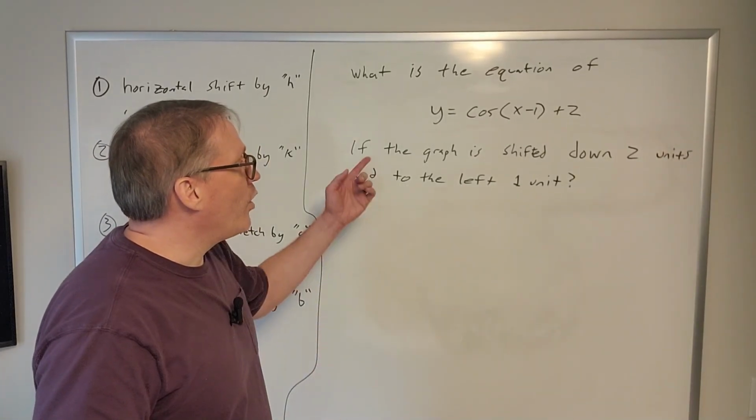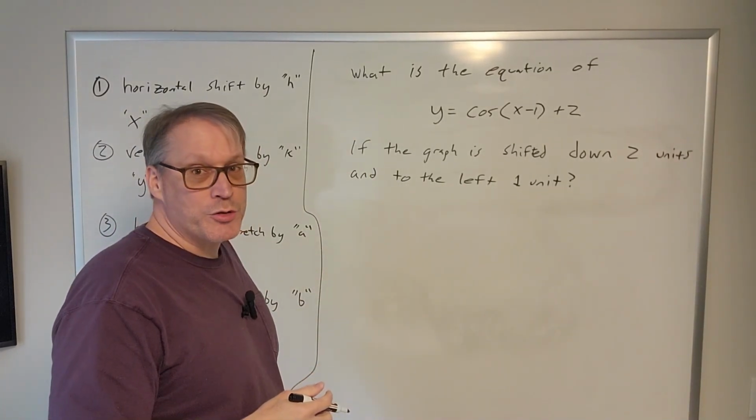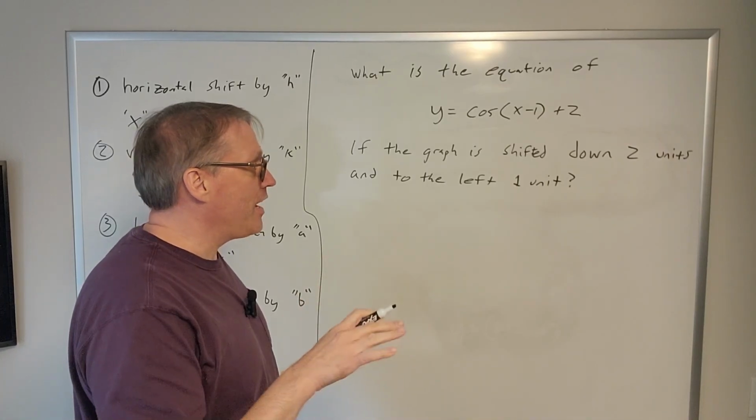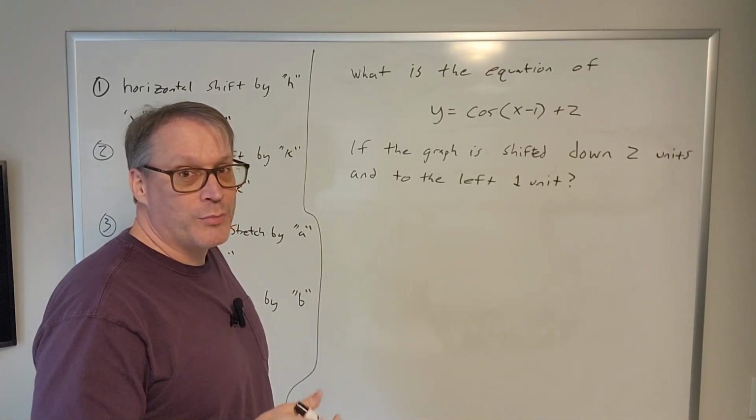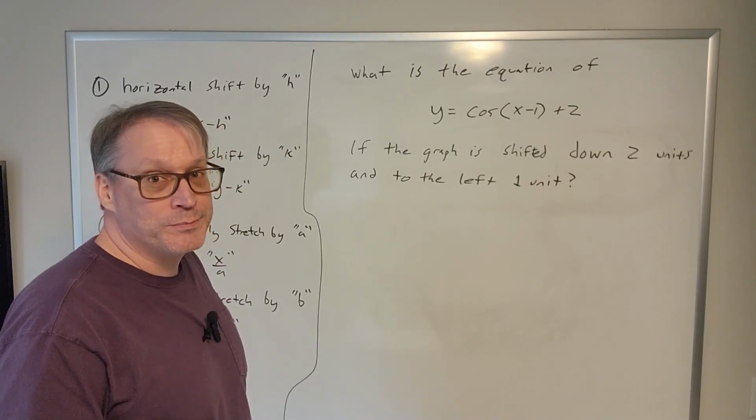All right, suppose you have y equals cosine of (x minus 1) plus 2, and the graph is shifted down 2 units and to the left 1 unit. What's the new equation? Pause the video, resume when you're ready.